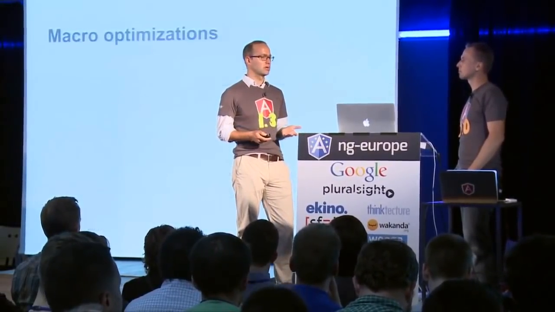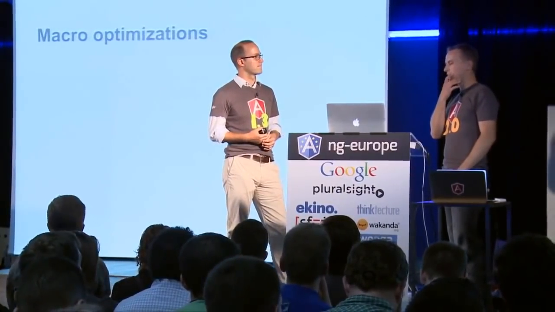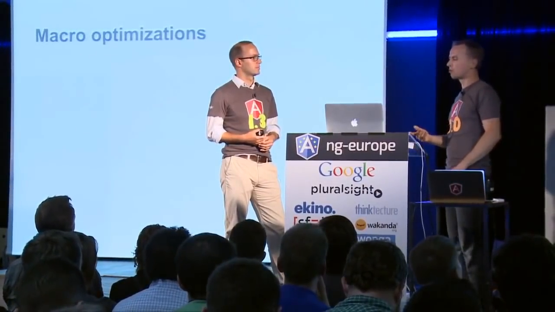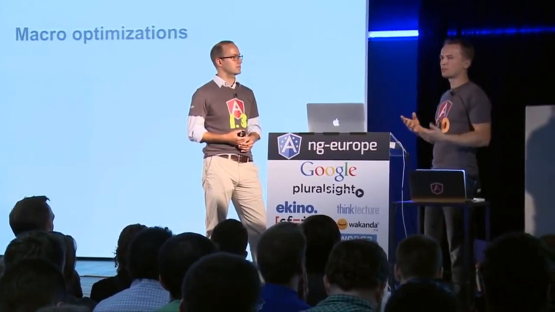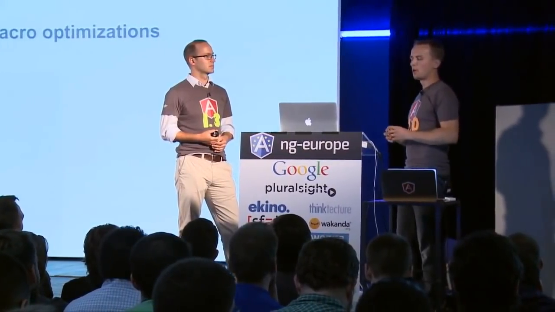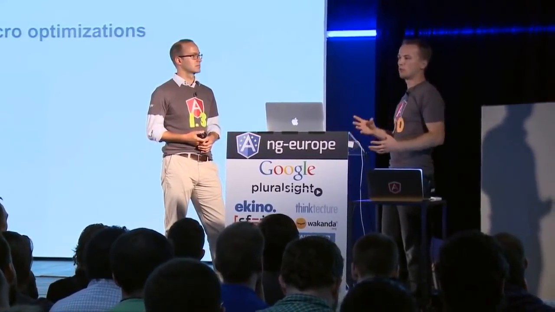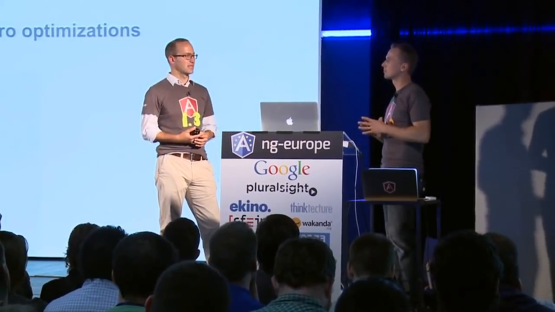So what would be macro optimizations? Yes. So in general, I actually prefer macro optimizations over micro optimizations because micro optimizations can only give you like 10, 20, maybe 30% improvement in the hot code path. But macro optimizations can easily give you 2x, 3x, or even more. Okay. So do you have an example?